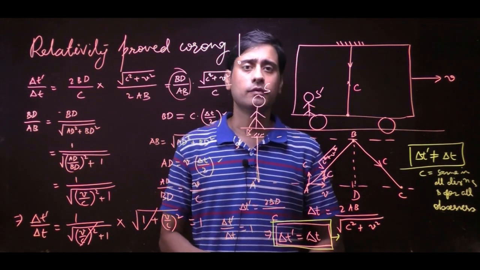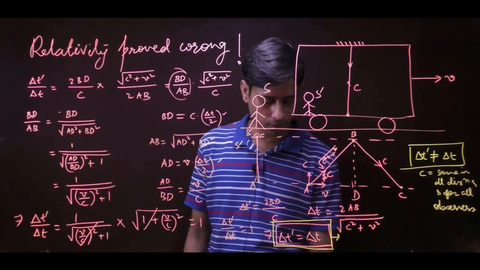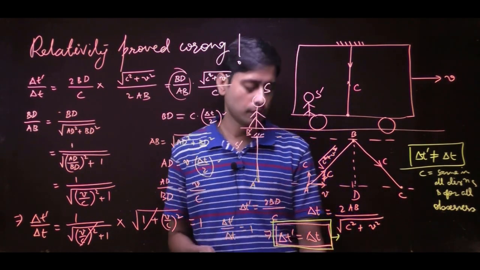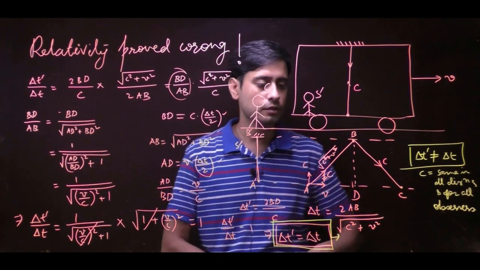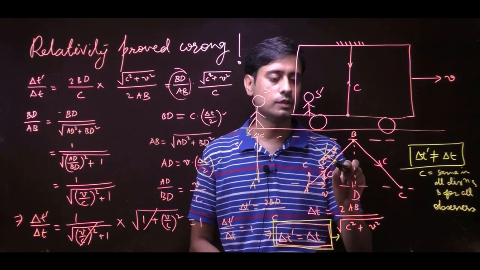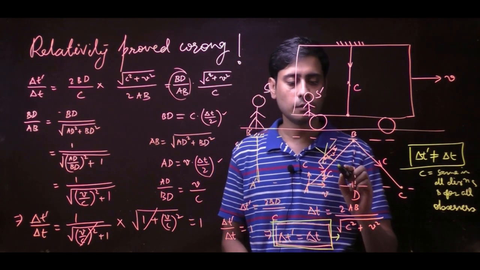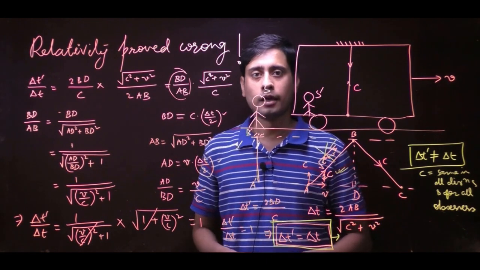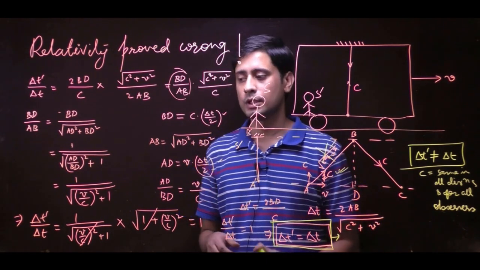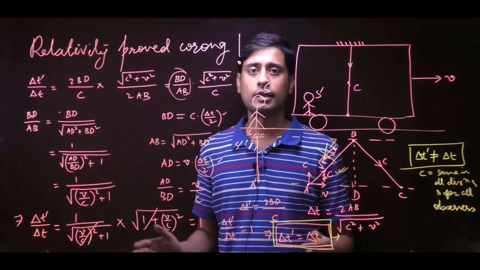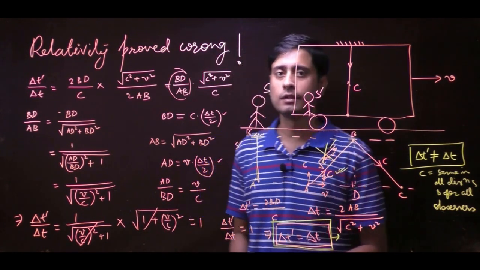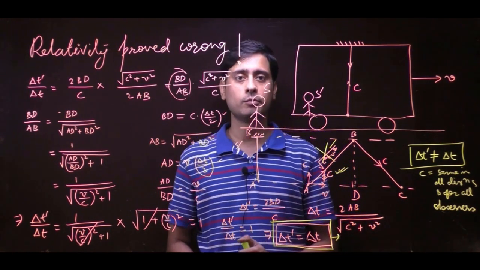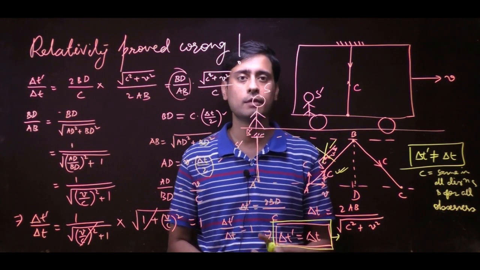So how can we tell from theory that this speed is not the square root of c square plus v square, but this is c? How can we tell this from theory? The speed of light being the same in all directions and for all observers was only established after the Michelson-Morley experiment, which we will discuss in our coming lectures.